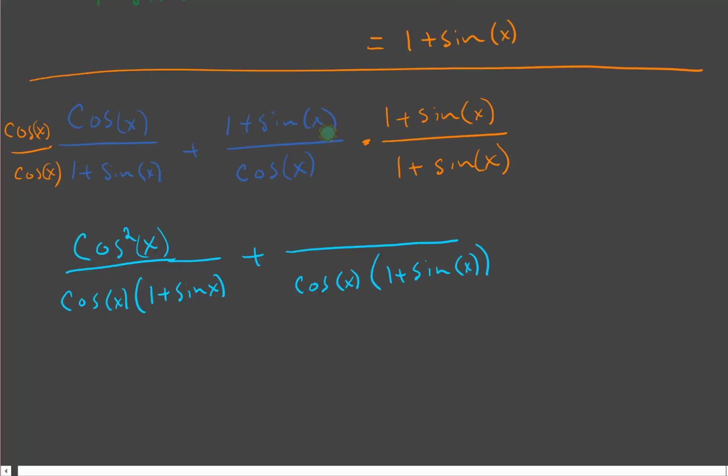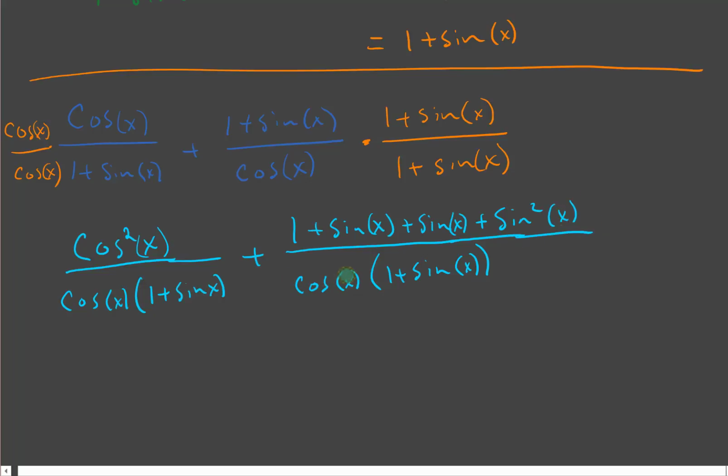Up top, let's see, we're going to have to FOIL, okay? 1 times 1 is 1. 1 times sine of x is sine of x. Sine of x times 1 is sine of x. And sine of x times sine of x is sine squared x.